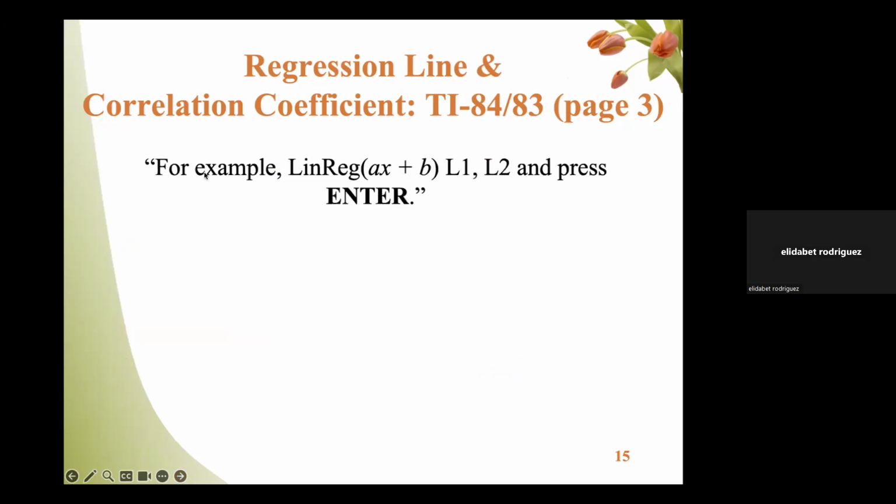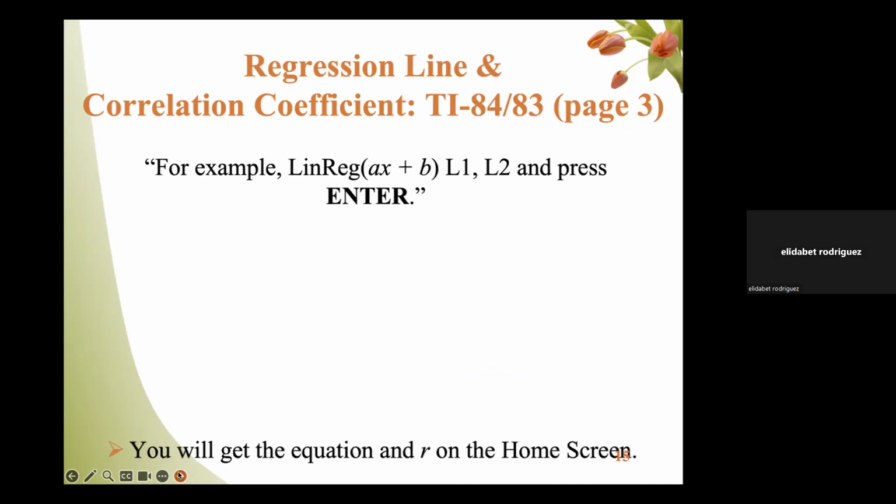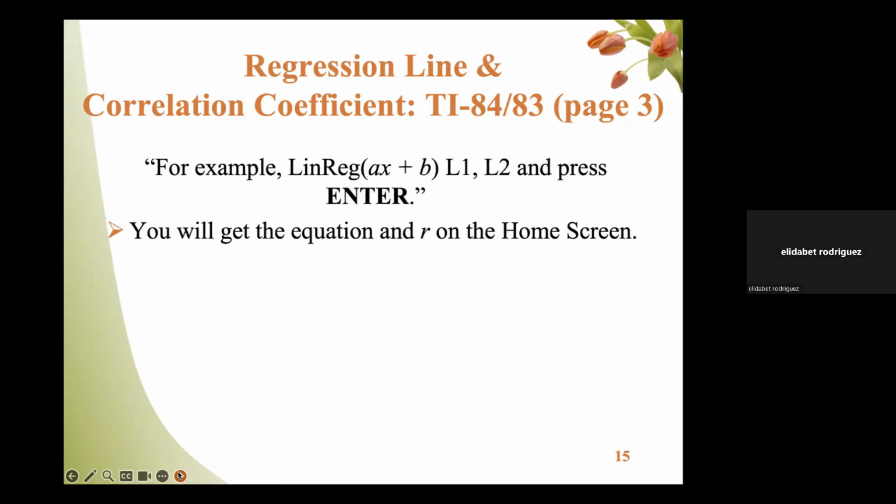Okay. For example, you get linear regression AX plus B, list 1, list 2, then press enter. Okay. Now, how do we get the R value in the same window as we got the equation y equal to AX plus B, or A and B? How do we get our R, the correlation coefficient?